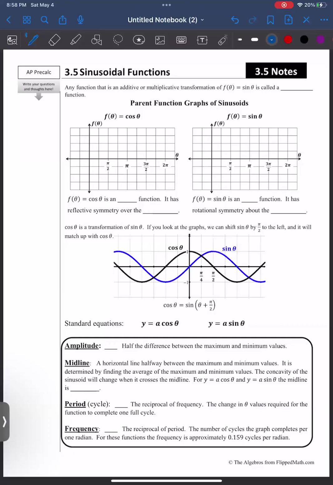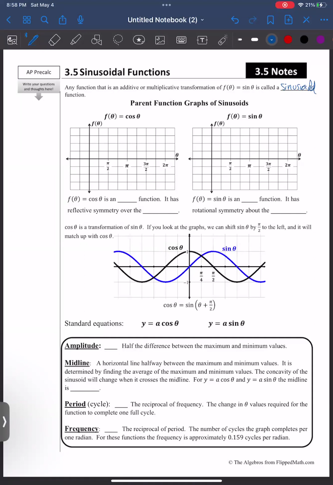All right, so I'm going to go ahead and start 3.5, sinusoidal functions. Now, I'm pretty sure I'm saying that wrong, but essentially any function that is an additive or multiplicative transformation of f of theta equals sine of theta is called the sinusoidal function, right? So looking here, I'm going to quickly just draw a cosine and a sine graph.